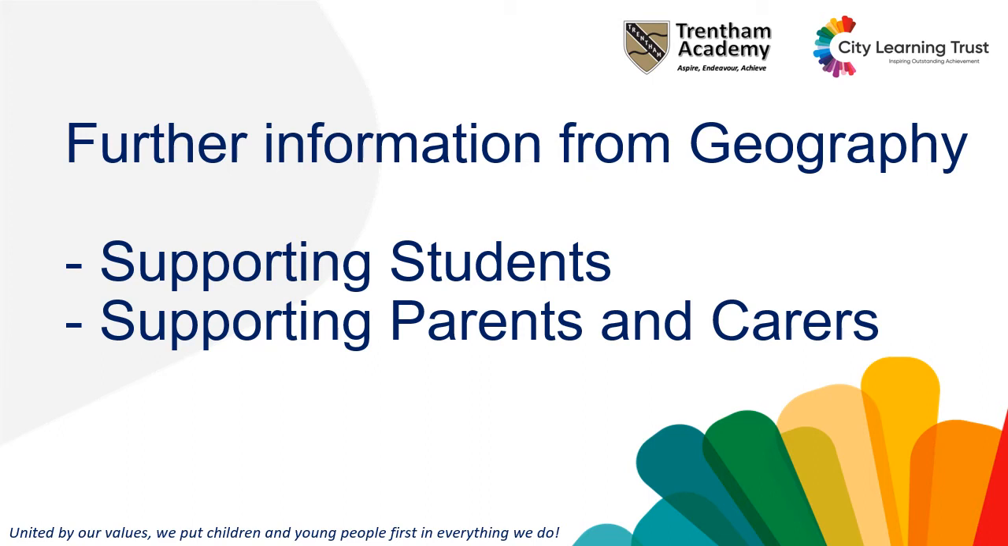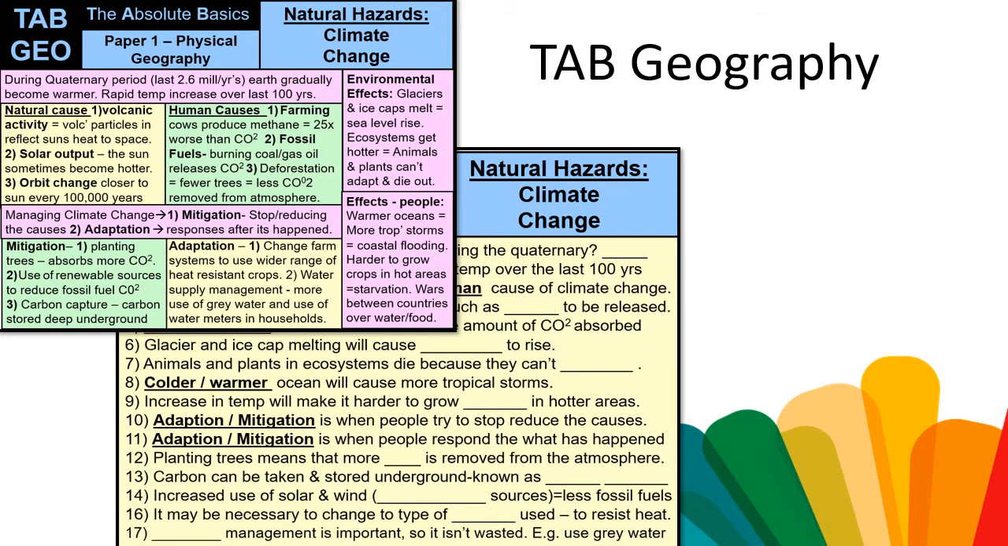We're going to go through some information about how we support the students and how parents and carers can support students at home as well, and how we can help you to do that. So here's just a flavour of some of the ideas. We've come up with a learning and revision system called Tab Geography, TAB, the absolute basics. So you can see there in the top left, you've maybe got 12 to 16 lessons worth of work all condensed down into one small revision sheet.